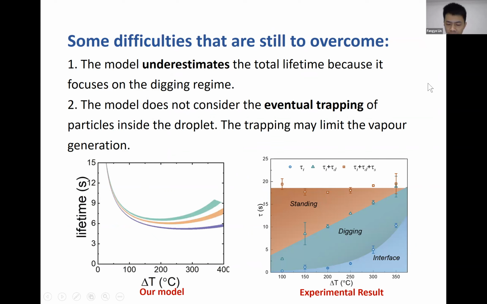The lifetime can also be estimated using this model. However, the model underestimates the total time. This is not surprising because we do not consider the crossing time. This problem is pretty complex to approach. Besides, the model does not consider the eventual trapping of particles inside the droplet, which can limit the vapor production and, on the other hand, might increase the weight of the droplet.